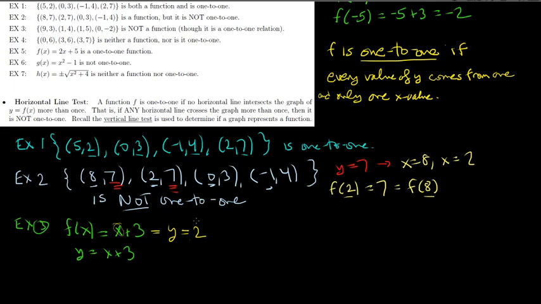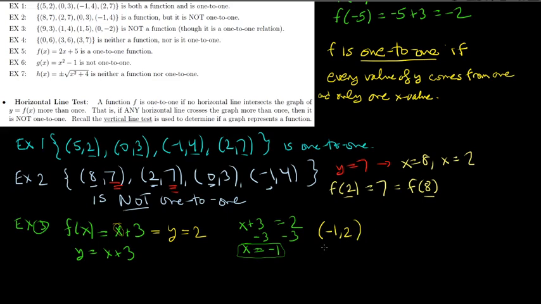In other words, when you have x plus 3 equals 2, what did x have to be? So solve for x. Subtract 3 from both sides, and we get x equals 2 minus 3, which is negative 1. But that's the only value of x we got here. So when x is negative 1, y is 2.